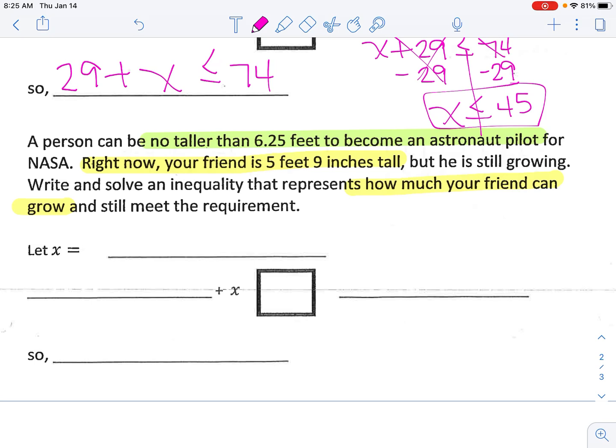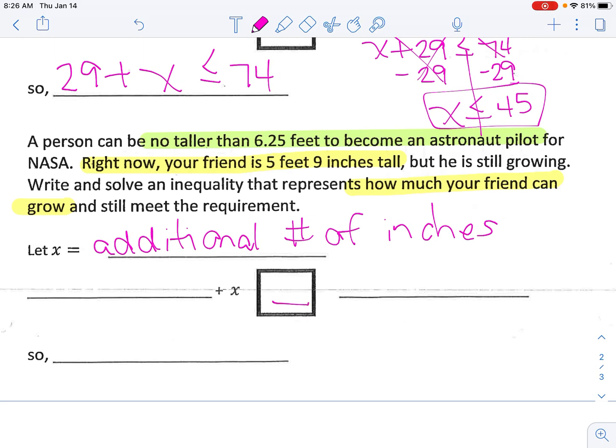Let x equal additional number of inches. How many more inches can your friend grow to not be too tall to be a pilot for NASA? Okay, so let's think about this. Can your friend be taller than 6 2/25 feet? Nope. It says no taller than. Can your friend be 6 2/25 feet? Yes. Can your friend be shorter than that? Yes.